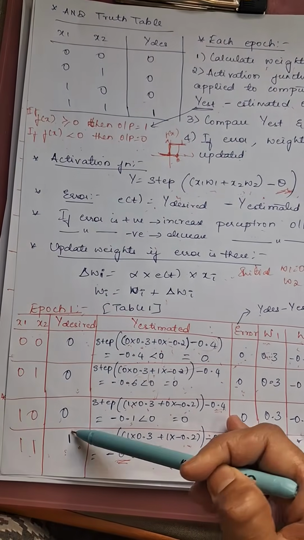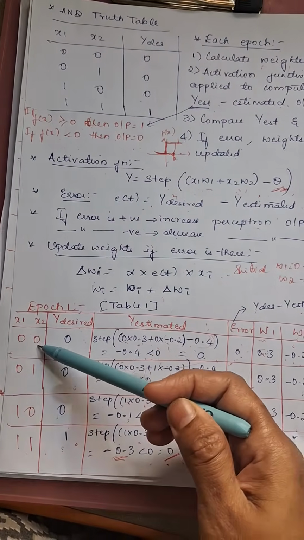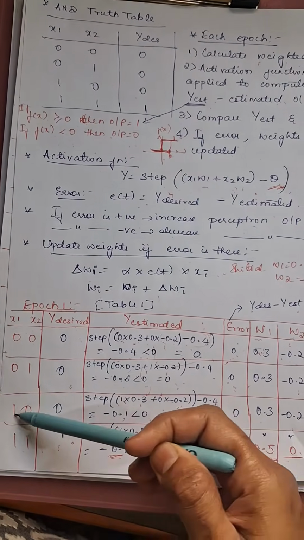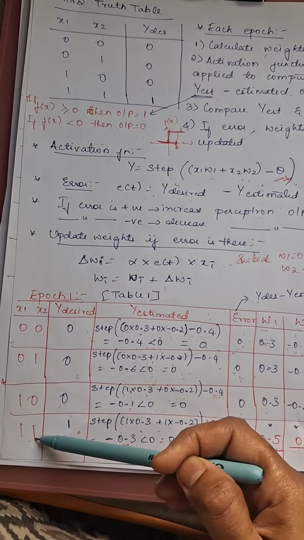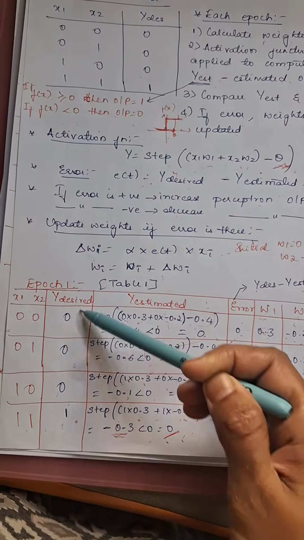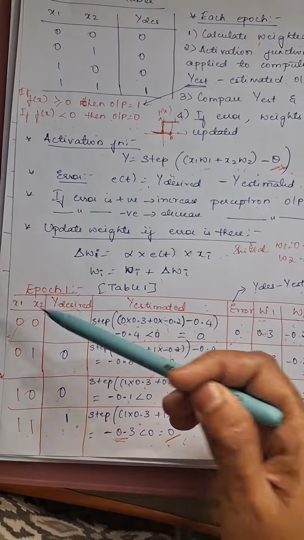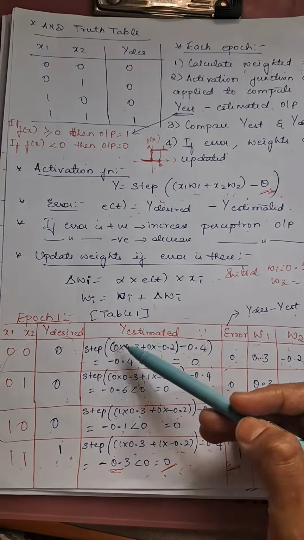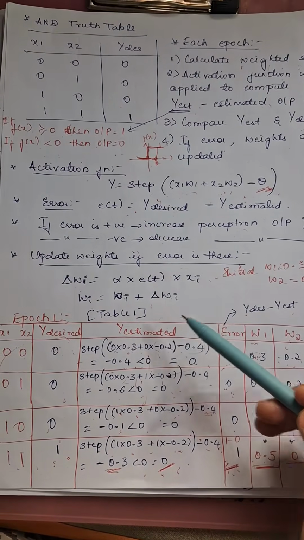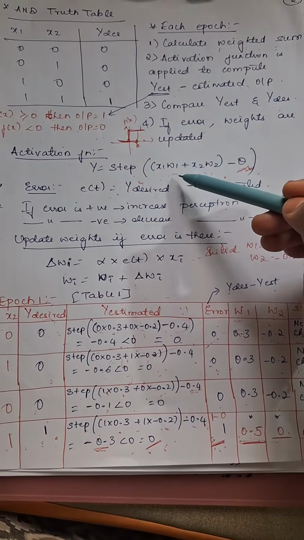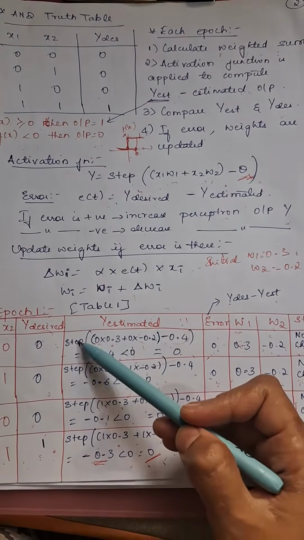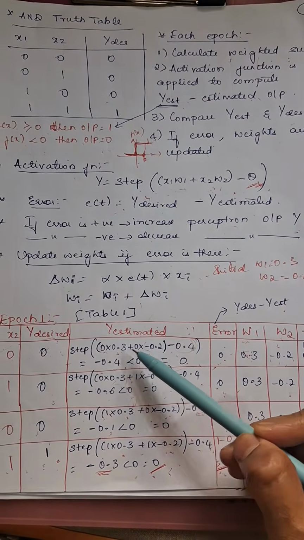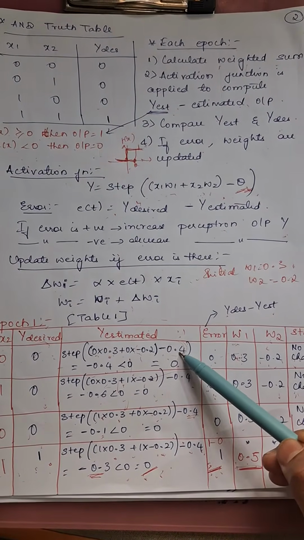What is the desired output of an AND gate? When the input is 0, 0, it is 0; 0, 1, it is 0; 1, 0, it is 0. When all the inputs are 1, then it is 1. This is basically nothing but our AND truth table. Now I have to find the estimated output. How do you find the estimated output? You have to compute our activation function, the formula which I just showed here. Right? So step of x1 into w1 plus x2 into w2 minus theta.